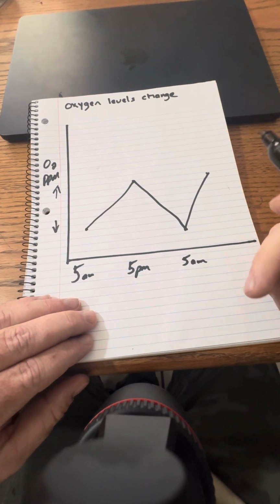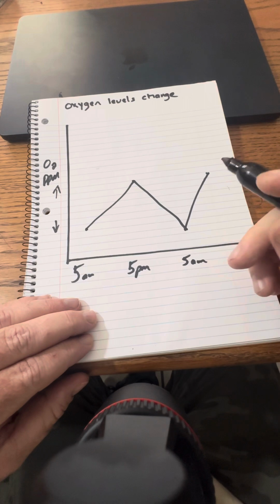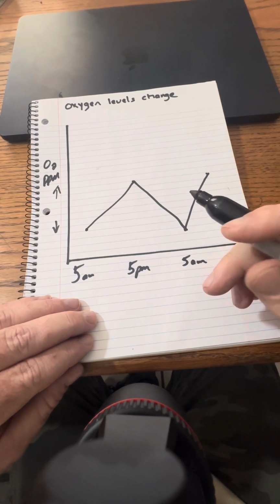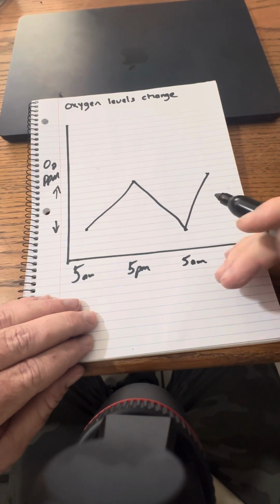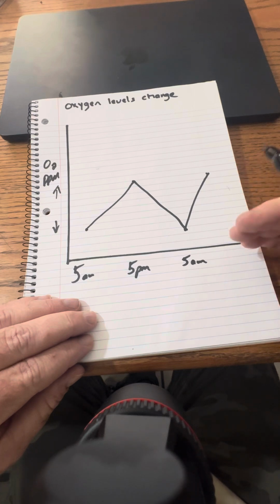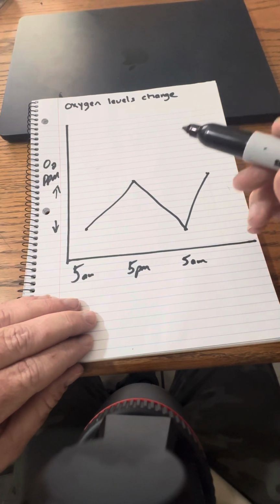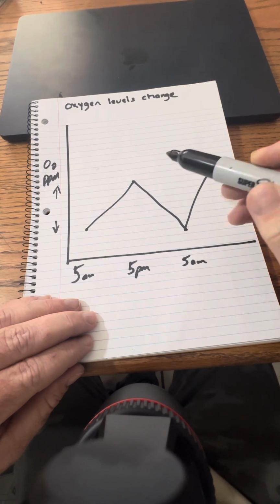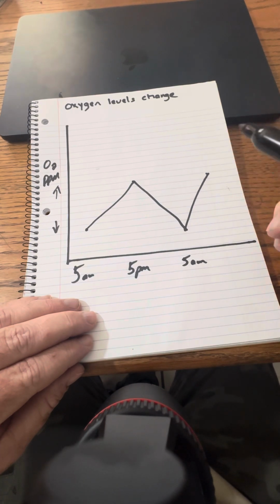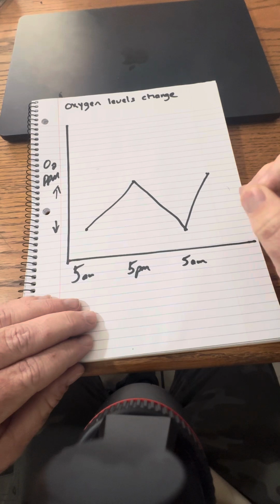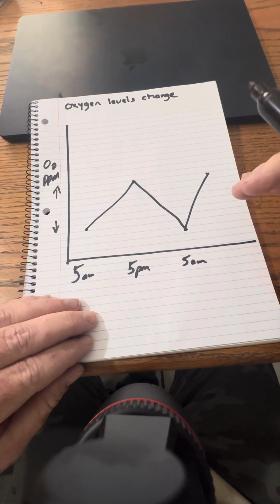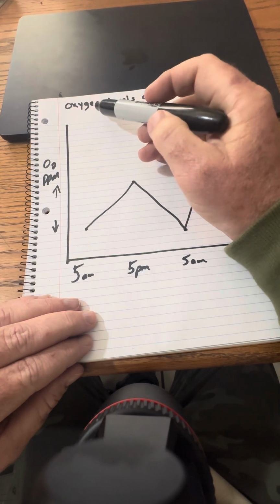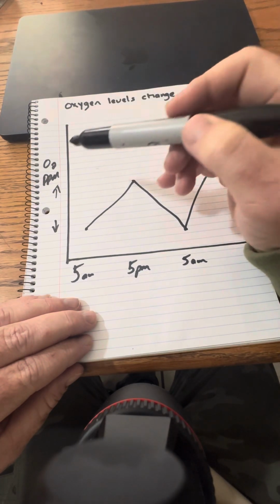How and why do oxygen levels change all day long, every day in ponds and lakes? Okay, I'm going to try to use this simple diagram to explain what's called diurnal oxygen fluctuation. So my terrible handwriting says oxygen levels change.